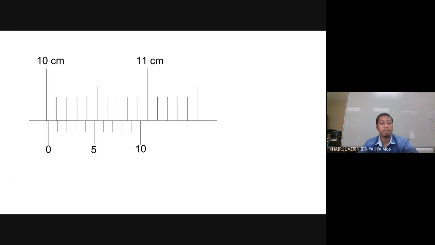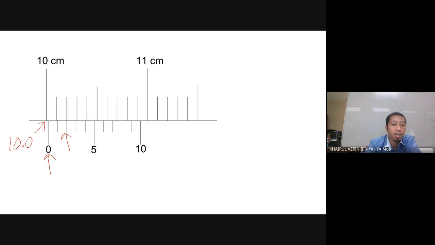Okay, next. So this one, how do you want to calculate? Okay, so this is 0. The important part is the line before 0. This is 10, so 10.0. Next, we find a straight line. Mana line yang straight? I think this one. This one is the straight line.